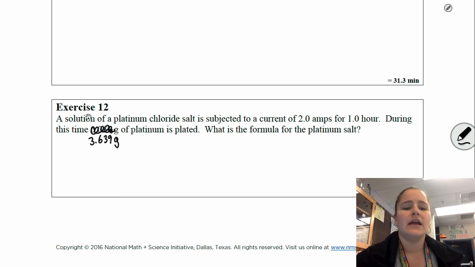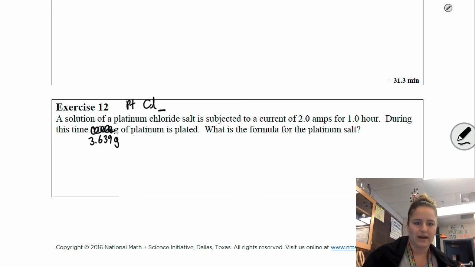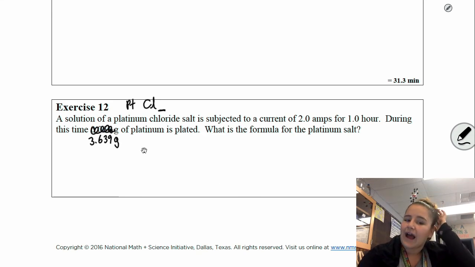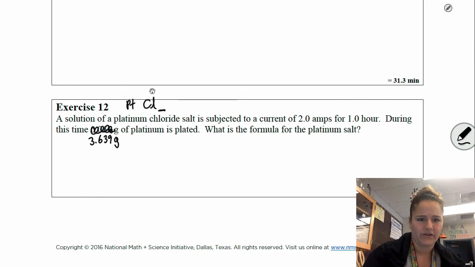So, a solution of a platinum chloride salt is subjected to 2 amps of current for 1 hour. During this time, 3.639 grams of platinum is plated. What is the formula of the platinum salt? Okay, so we have our platinum chloride. That's PtCl something. We know chlorine's 1 minus. So we need to figure out how many electrons were transferred here.